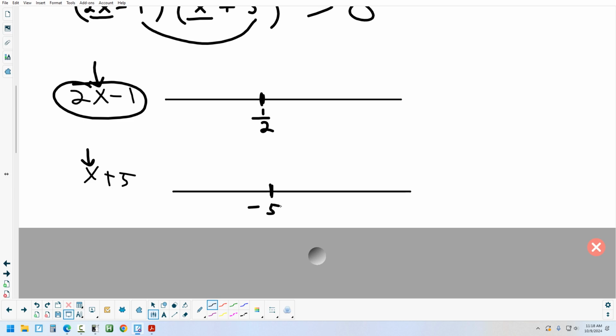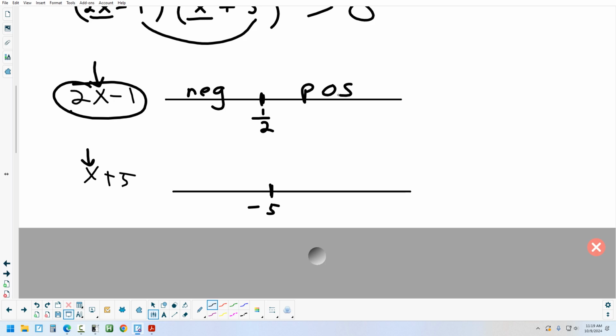Okay. Now I just want to figure out what happens in each section. In the top one, pick a number lower than 1/2 and fill it in for x. What kind of answer will you get if you plug in a number below 1/2? A negative. Yep, you'll get a negative. And what if you plug in a number above 1/2? Positive. Yep, you'll get a positive.